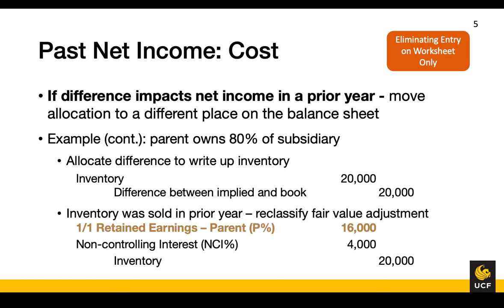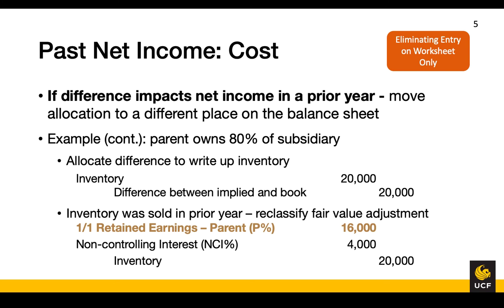Now let's consider the next year. Remember that we will start all over with our eliminating entries. Nothing we did last year will carry over. We will again allocate our difference between implied and book to inventory. But we know that's not right because the consolidated entity no longer owns that inventory. We sold it last year. However, we can't move it into cost of goods sold again because that would mean we sold it this year.